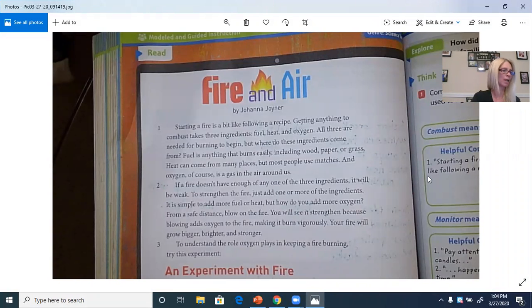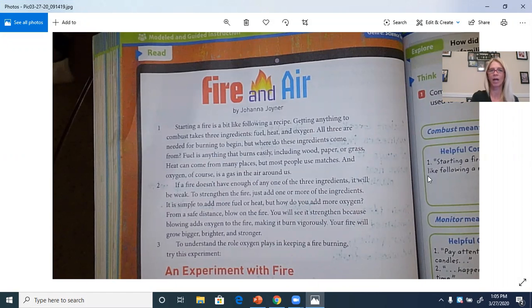It says Fire and Air, and we're still talking about using the context within a paragraph to find out what the definition of a word that we may not know that's in the paragraph is. So we're going to use the context clues and then try to figure out what the definition of the word is. So the first story is called Fire and Air. I'm going to go ahead and read that to you.